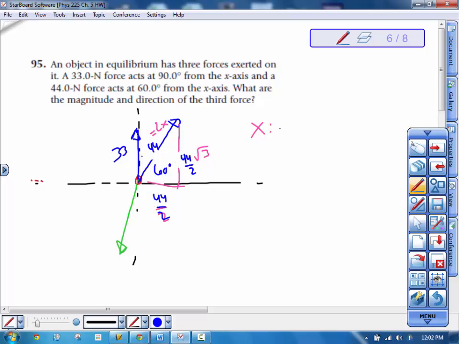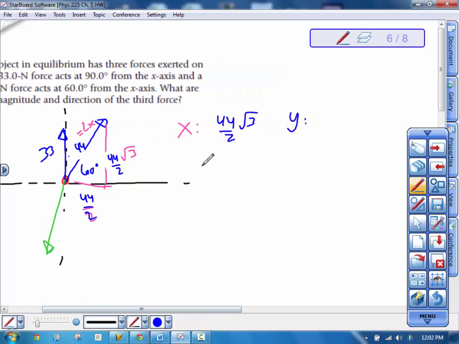So the forces in the x direction are just the 44 over 2 times the square root of 3 newtons. And the force in the y direction, there's two of them. I'm sorry, this is 44 over 2 square root of 3 in the y, and then in the x there's just the 44 over 2, which is 22. So 22 and 22 square root of 3. So in the y's we get 22 square root of 3 plus 33, and then in the x we just get the 22.